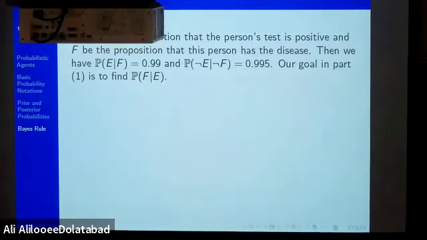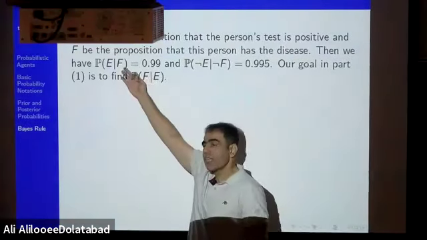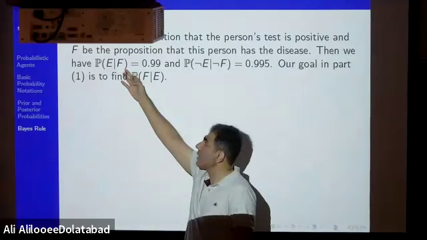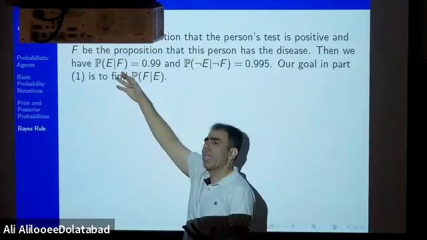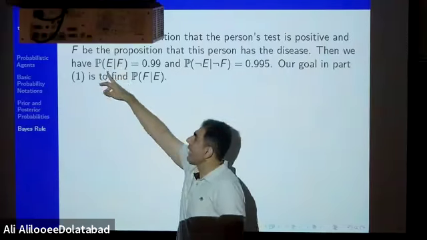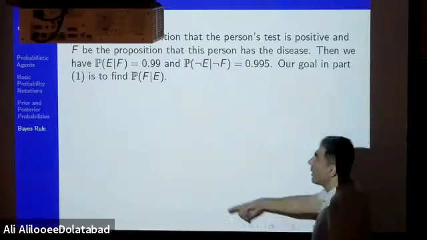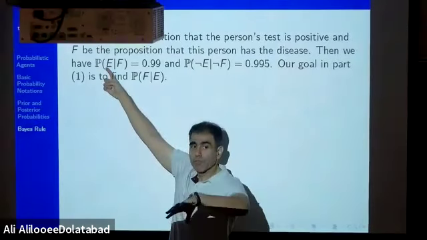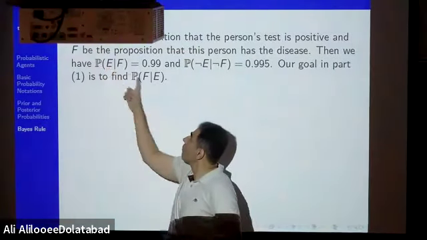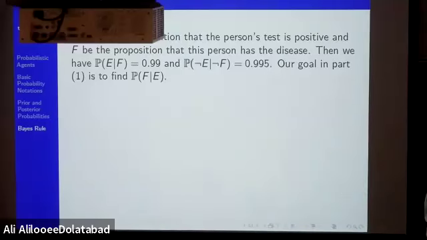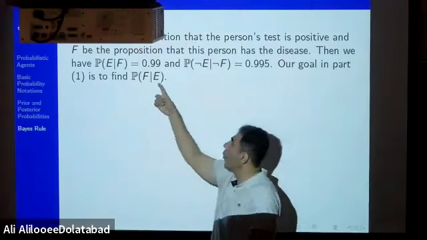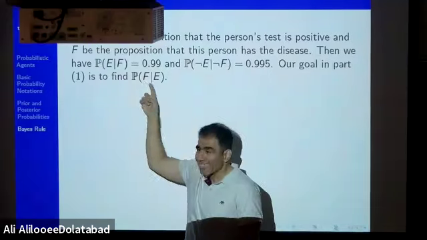Is everybody following what I'm saying? The sensitivity of the test, which was given in the previous slide, can be formulated mathematically this way: if the person has the disease, the test comes positive. We want to find the opposite direction. We want to find, if the test comes positive, what is the probability that the person has the disease?